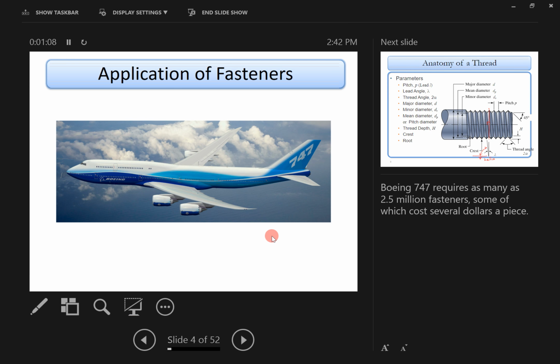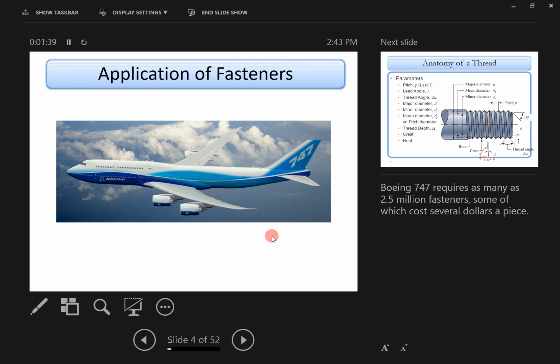Here's the first question. Take a wild guess. This is a Boeing 747 airplane. How many fasteners do you think have been used to build this Boeing 747? 2 million? Very close. 2.5 million. Yeah.